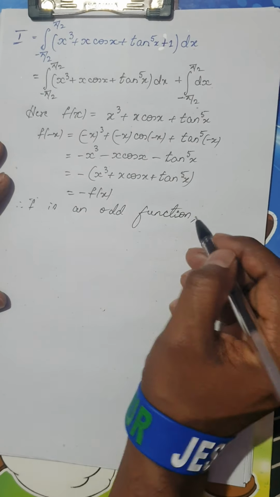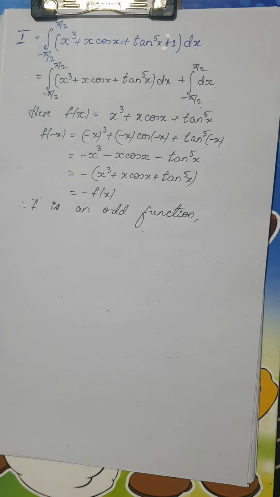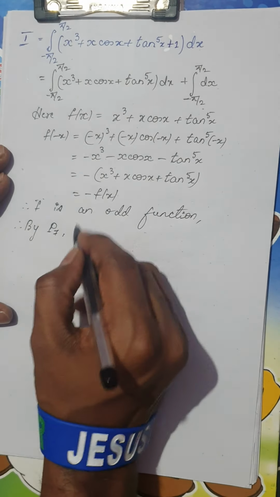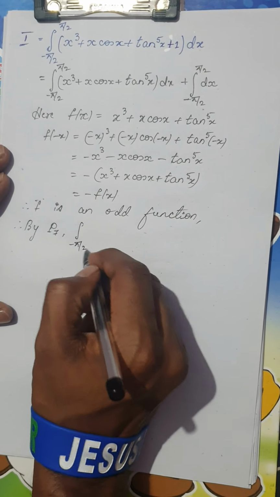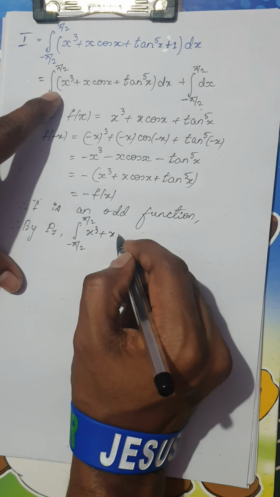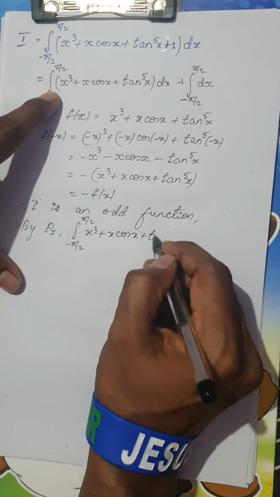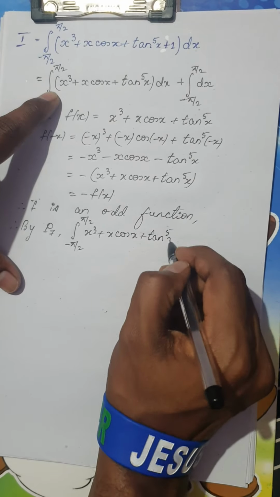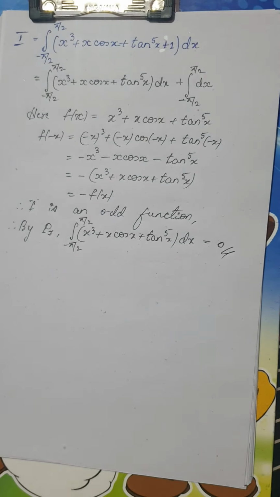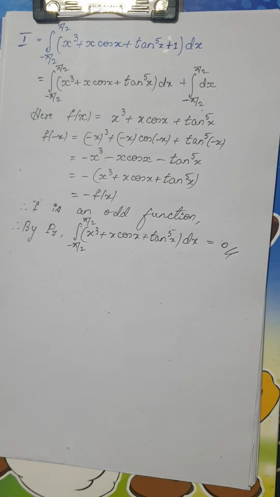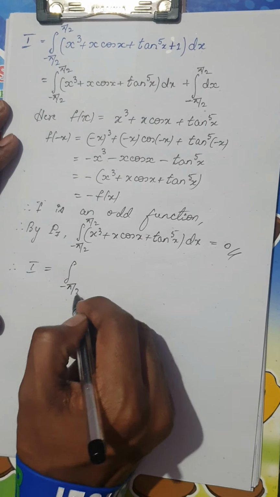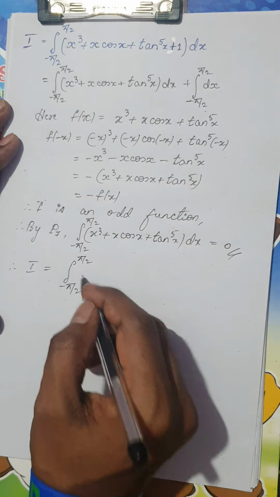As soon as I get that f is an odd function, what can I say? Therefore, by P7, the integral from minus pi by 2 to pi by 2 of the first integral, which is x cube plus x cos x plus tan power 5x dx, is simply 0. Now I'll move on to the original integral. Therefore, I would have simply the integral from minus pi by 2 to pi by 2 of dx.